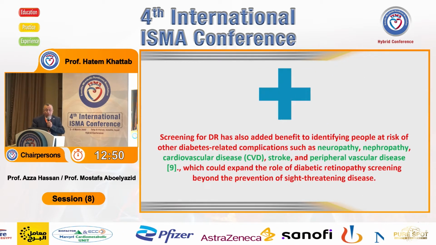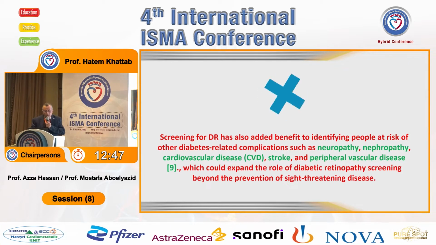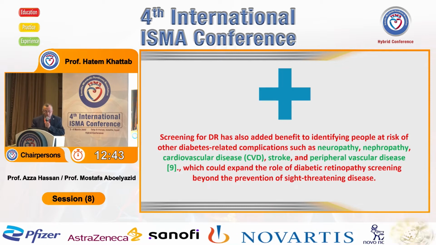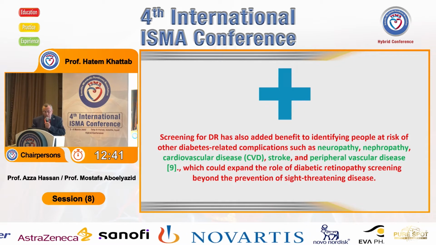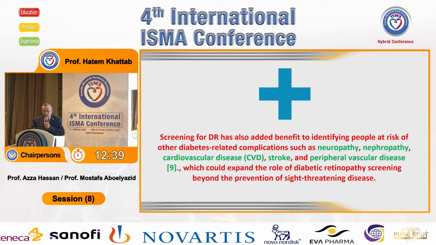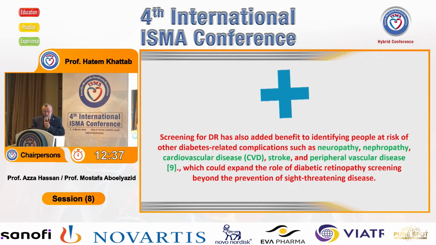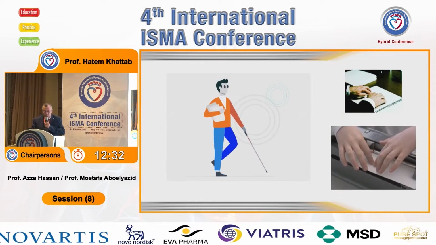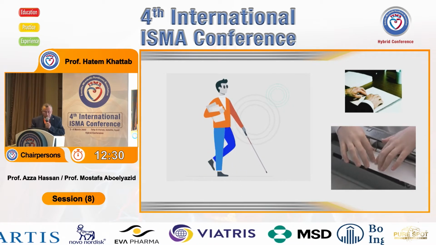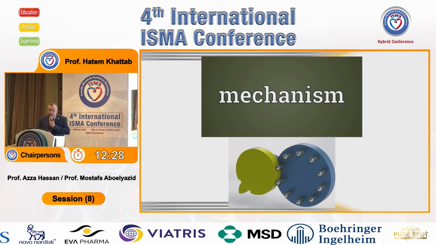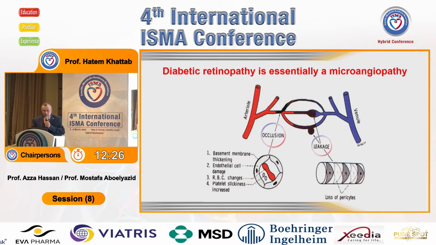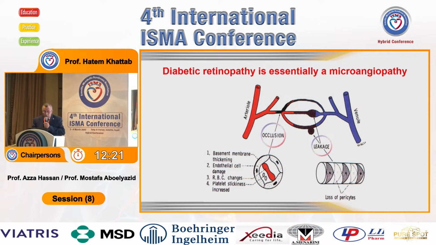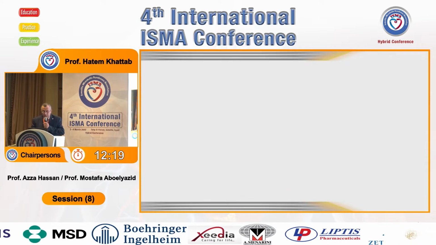Screening for diabetic retinopathy also has the added benefit of identifying people at risk of other diabetes-related complications such as neuropathy, nephropathy, cardiovascular disease, stroke, and peripheral vascular disorders. The hope is to prevent this. The mechanism of diabetic retinopathy is microangiopathy. It's a combination of microvascular occlusion as well as leakage.